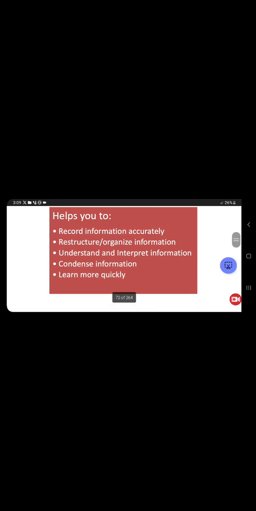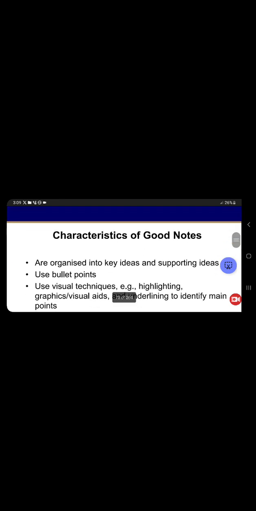And then another way is to condense the information. So after you get it, you put them together. And then the last one is to learn more quickly. As I told you, if I put the information down on paper and I'm reading it, even if I just glance through it, that's it. If I decide not to read it again, if you ask me, I'll be able to tell you whatever I wrote. So now let's look at the characteristics of good information.